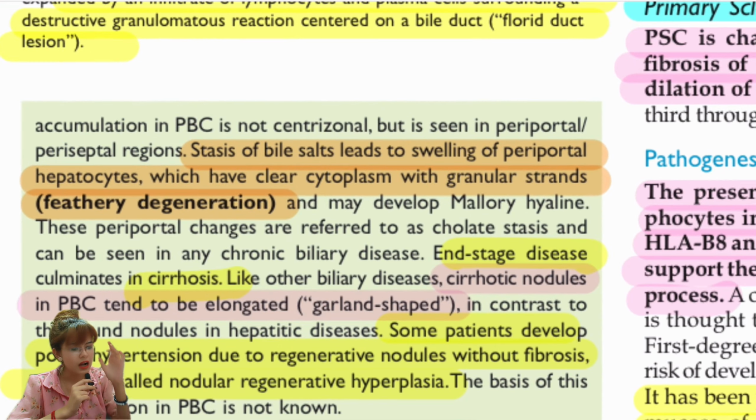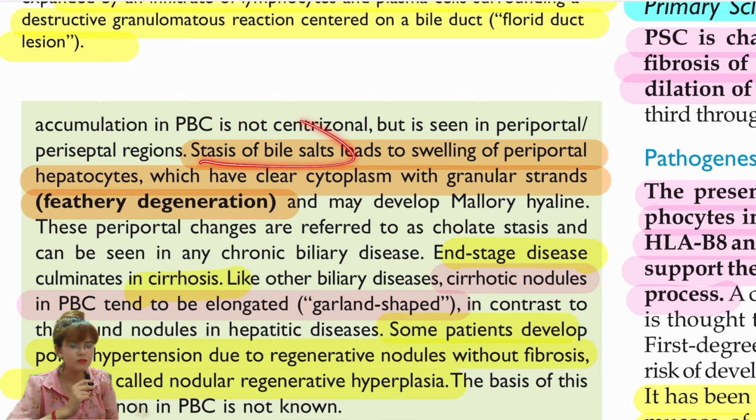Another important point is that the stasis of the bile salts leads to swelling of the periportal hepatocytes, which have clear cytoplasm with granular strands, known as feathery degeneration. So again, a very important point: feathery degeneration of the hepatocytes is seen here.